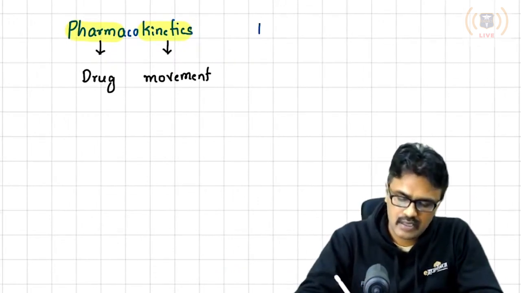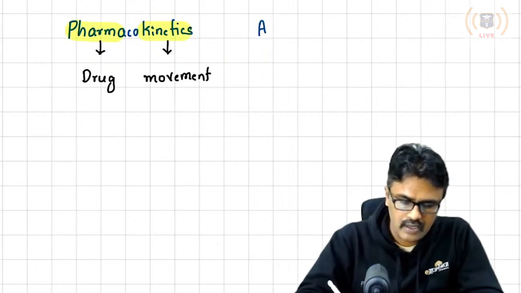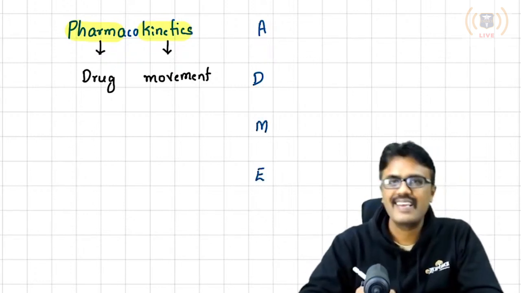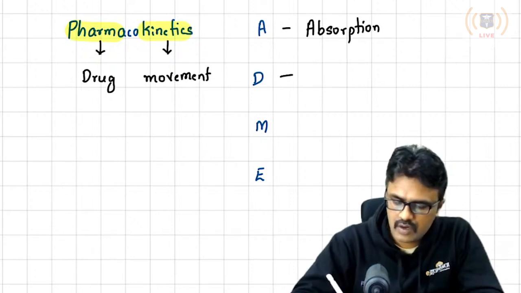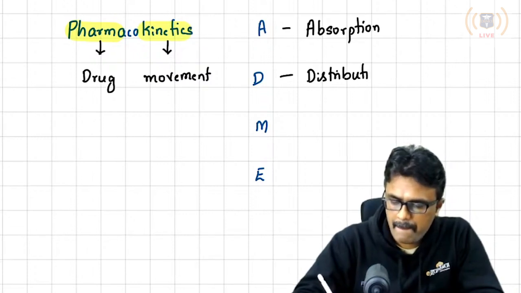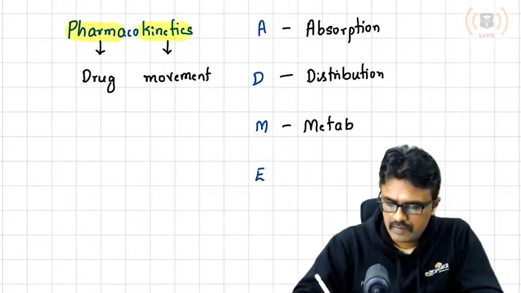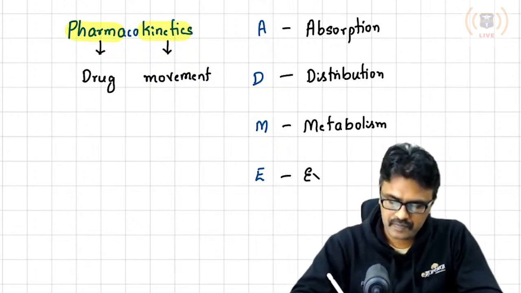So, pharmacokinetics, when I say it, is these four things. That is ADME, four important things. What are those four important things? A stands for absorption of the drug, and D stands for distribution of the drug, and M is the metabolism, and E stands for the excretion of the drug.